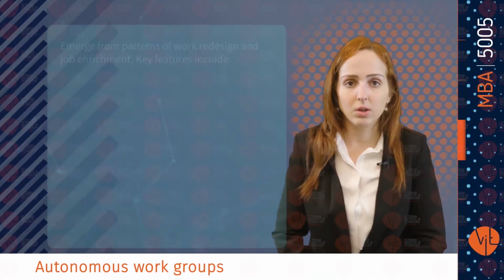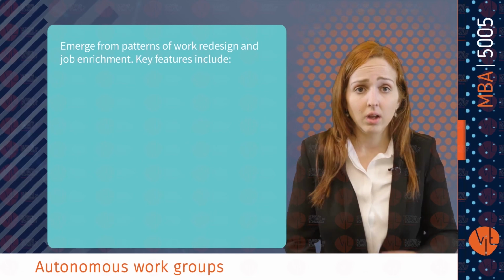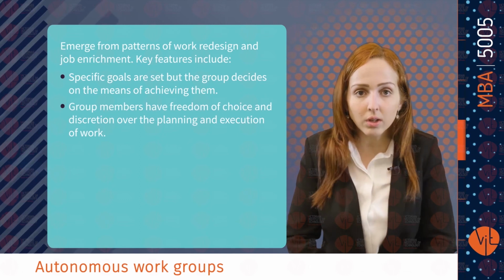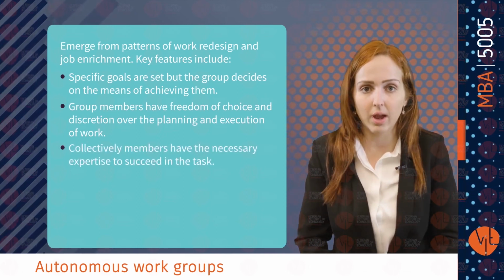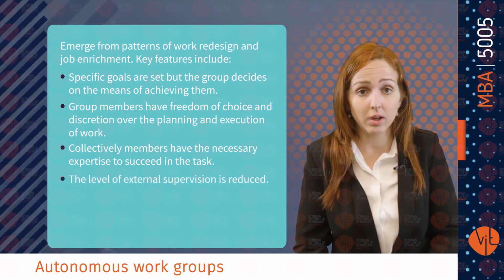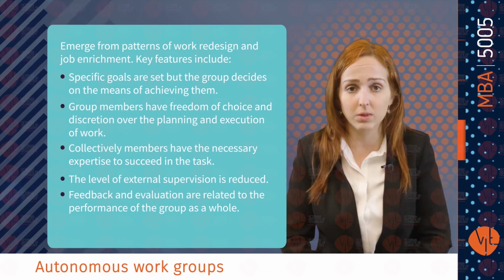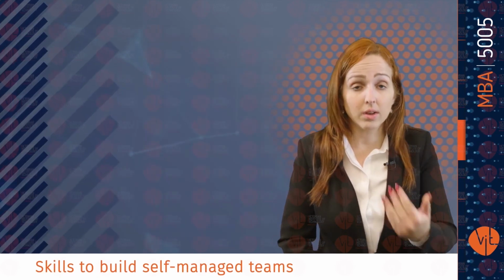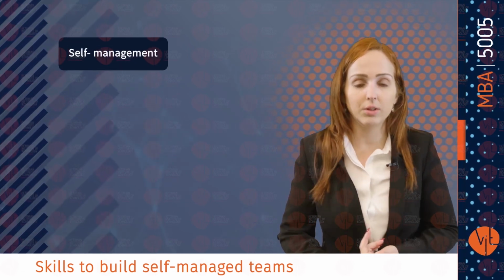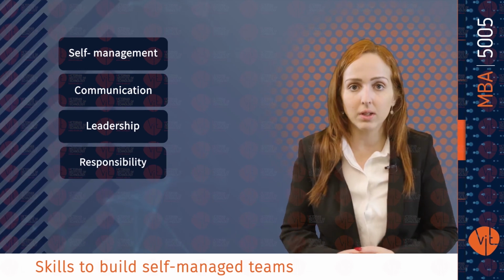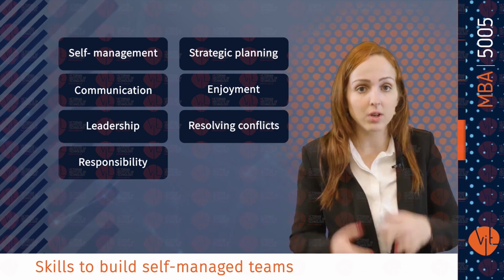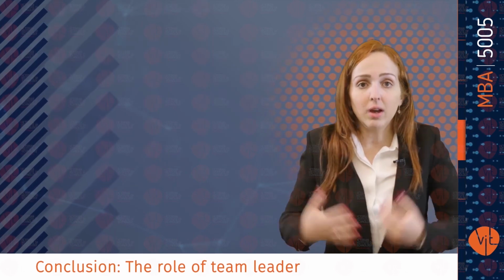Autonomous work groups emerge from patterns of work redesign, and key features include specific goals. Group members have freedom of choice and discretion, and collectively members have the necessary expertise to succeed in the task. The level of external supervision is reduced, and feedback and evaluation are related to the performance of the group as a whole. So the next slide, skills to build self and management teams. So self-management, excellent communication, leadership, responsibility, and you have others like strategic planning and enjoyment, and obviously resolving conflict, which is an absolute must.